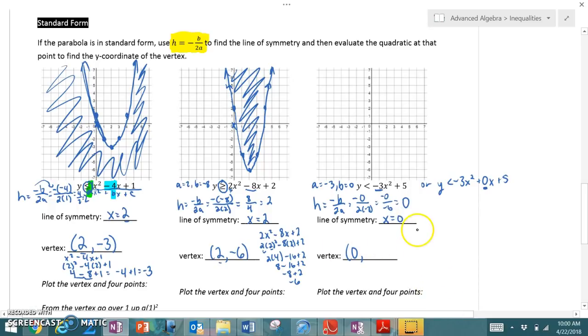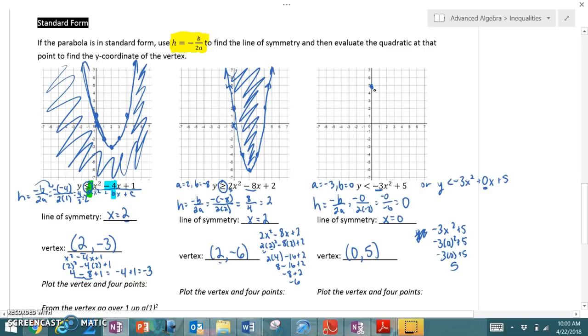To find the y value of that vertex, I'd take that equation. Oops, I don't need this part. Negative 3x squared plus 5. I plug in 0. And I get negative 3 times 0 plus 5, which just gives me 5. So the vertex is at 0, 5.